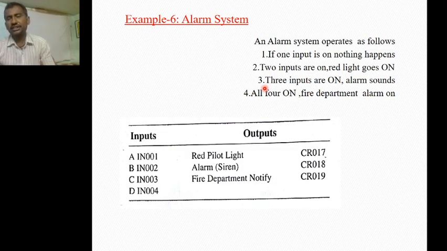And next, the sixth example. So what is the sixth example? Let us see. An alarm system operates as follows. That means totally we have four switches, four inputs. So if one input is on, nothing happens. If you turn on only one input at a time, then nothing happens. And if two inputs are on, the red light goes on.